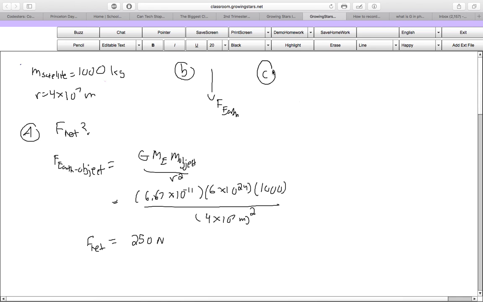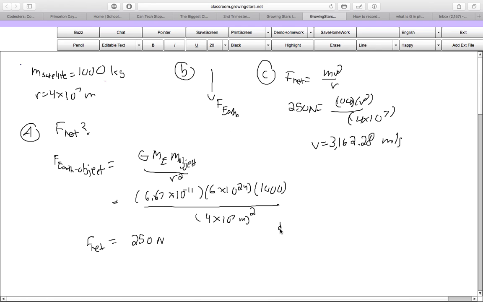Part C asks you to find the speed at which the satellite is going, and we know that the formula is the net force is equal to mv squared over r. So here we simply substitute in our numbers, so we have 250 newtons equals 1,000 times v squared over 4 times 10 to the 7th, and we get that v is equal to 3,162.28 meters per second.